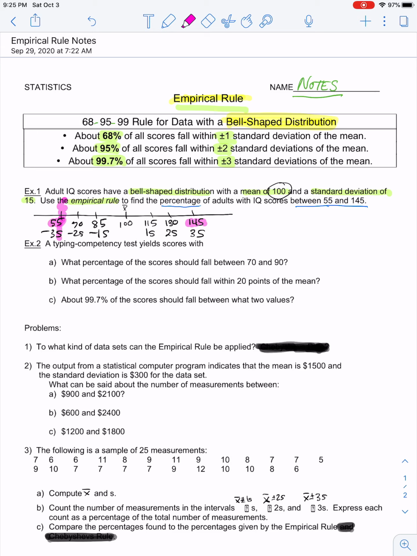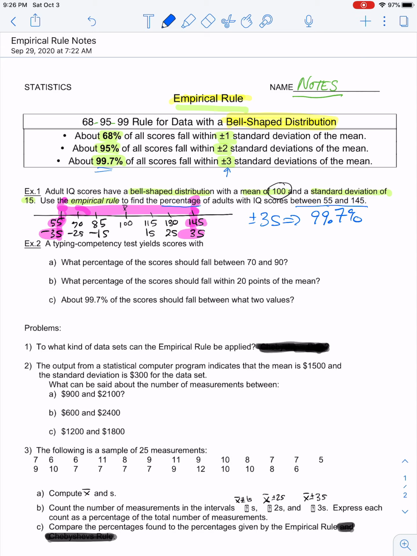Where are we? From here to here, we are plus and minus 3 deviations from the mean. Looking at our rule, plus or minus 3 deviations from the mean means 99.7% of the data lies between those 2 places. And you're done. Okay? All right, let's try again.